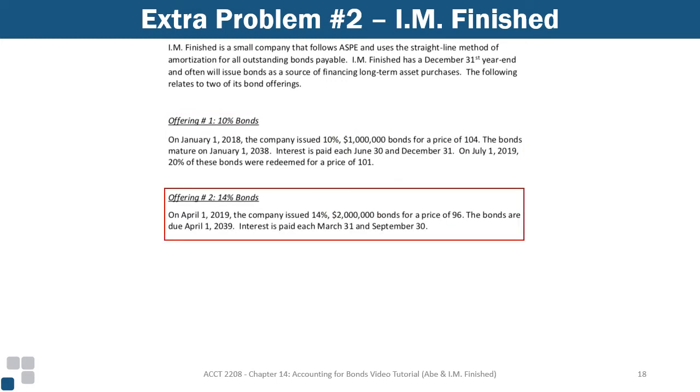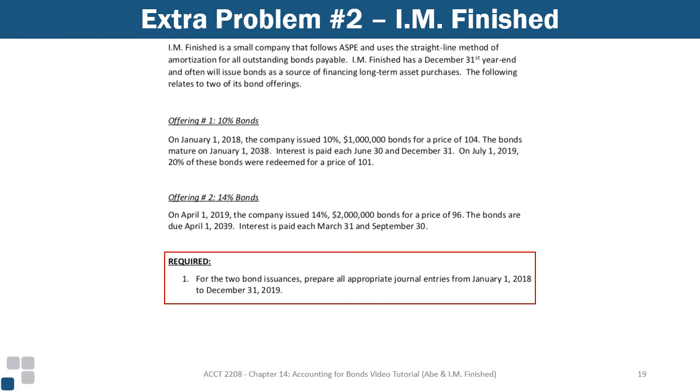Second bond offering, they're 14% bonds on April 1st, 2019. No joke. They issued 14%, 2 million bonds at a price of 96. So the first one is issued at a premium, the second at a discount, right? Because we know that at a price of 104, that's more than the bonds are worth, so that means a premium. Here, a discount. In the second offering, they're due April 1st, 2039. Interest is paid each March 31st and September 30th. So this was a bit of a dog's breakfast.